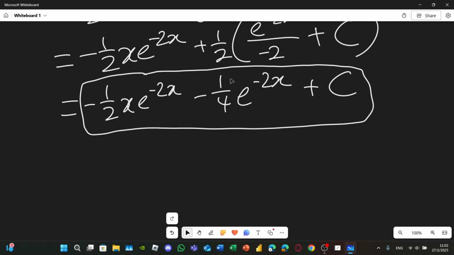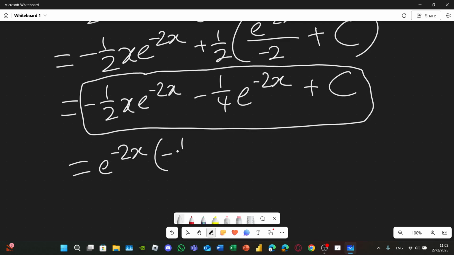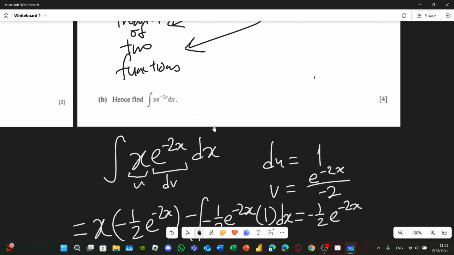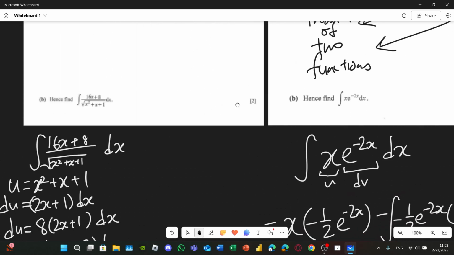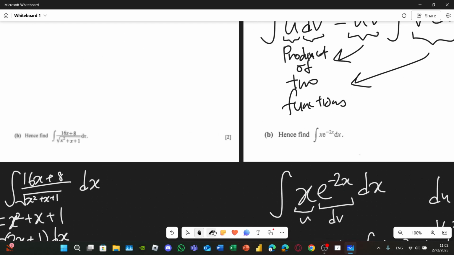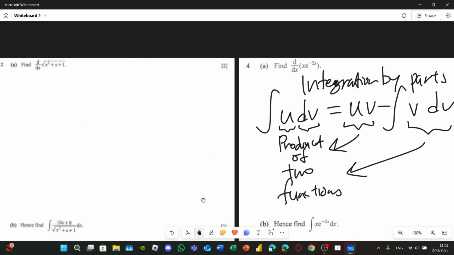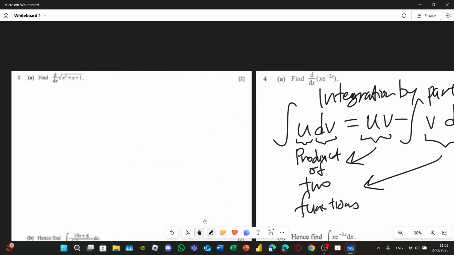If you want to simplify this any further, I can factor out the e to the power negative 2x. If you want to do that, then you can go ahead and do it. So I have e to the power negative 2x. And there it is. Now we have used integration by parts, and we've used integration by substitution to evaluate these two integrals without having these two assists that were originally given in the question.